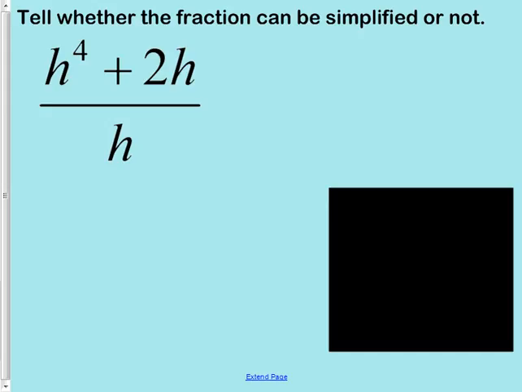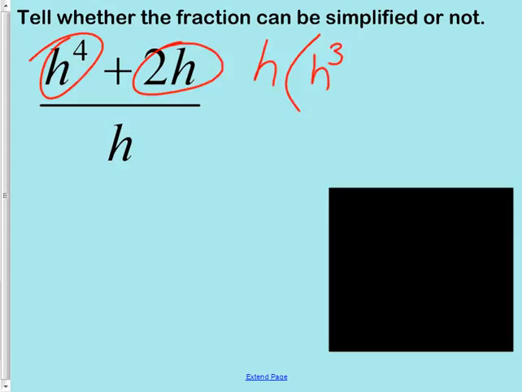All right, I hope you noticed there was an H in both of these and you took it out. And that's the only H that could get canceled, because now that's part of a multiply problem, and then it can be canceled. H to the third plus 2 is what you got left.